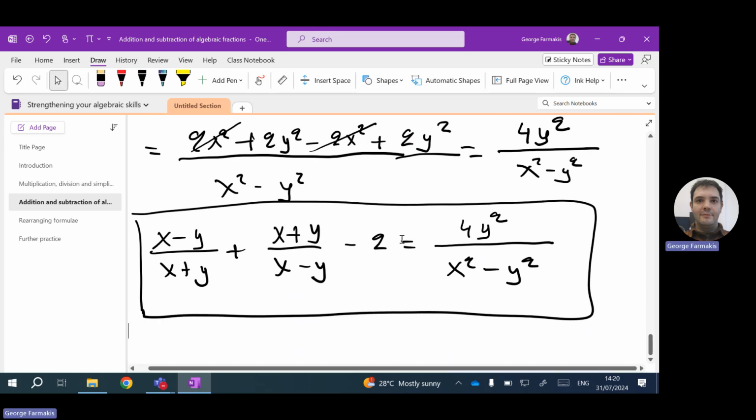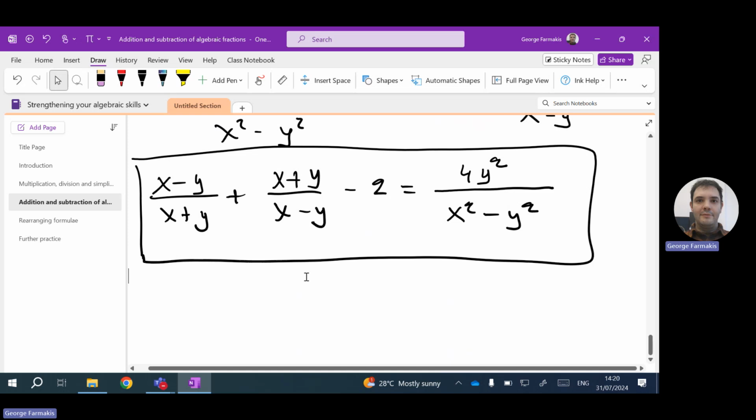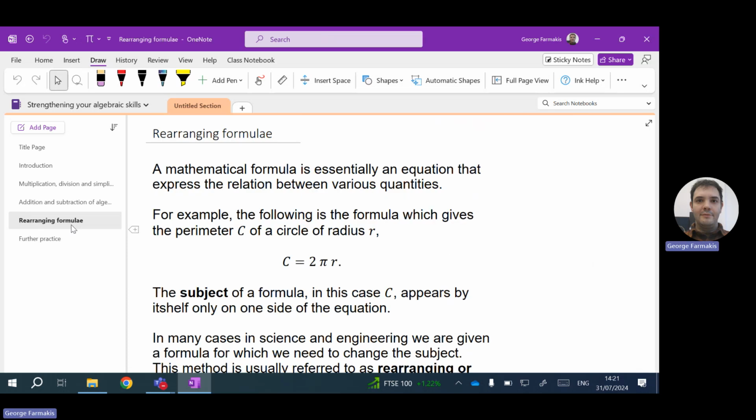Okay, so this was the last example on the addition and subtraction of algebraic fractions. Essentially, remember that if you have two algebraic fractions and you want to add or subtract them, you need to convert to a form that both of them have the same denominator, and then you just add the numerators. This is the whole idea. Let's move on to the second topic, which is on the rearrangement of formulas.